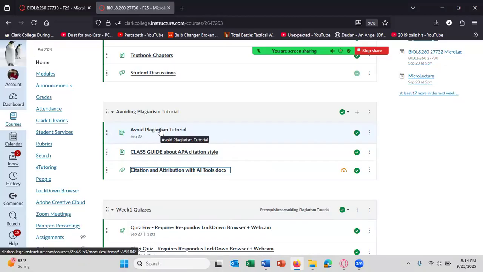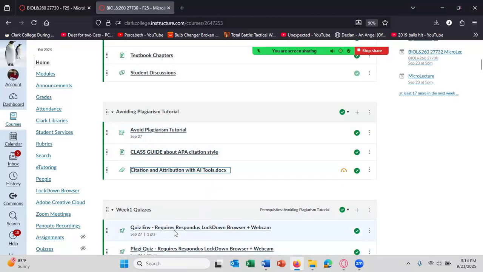So we're going to use the old link and just use my attribution for AI tools there. Any questions about the avoiding plagiarism tutorial and the plagiarism quiz and the environmental quiz? The environmental quiz, you'll get 1 point for showing me the environment of your environmental quiz, and that's all the question is. Okay, so it's an easy point.